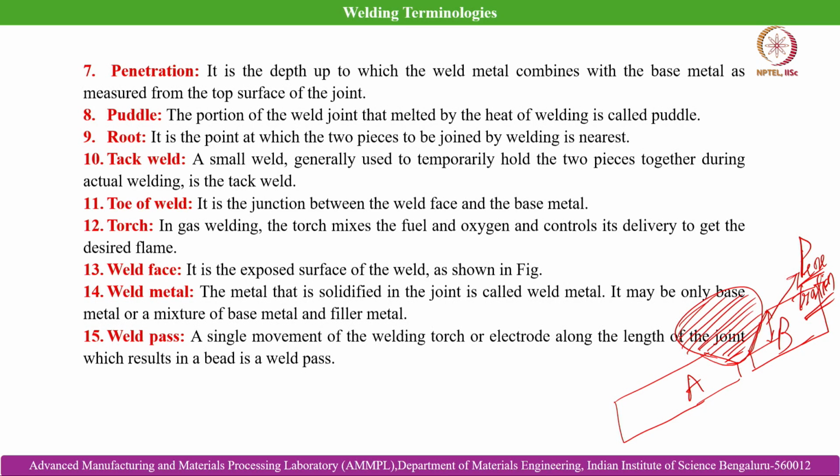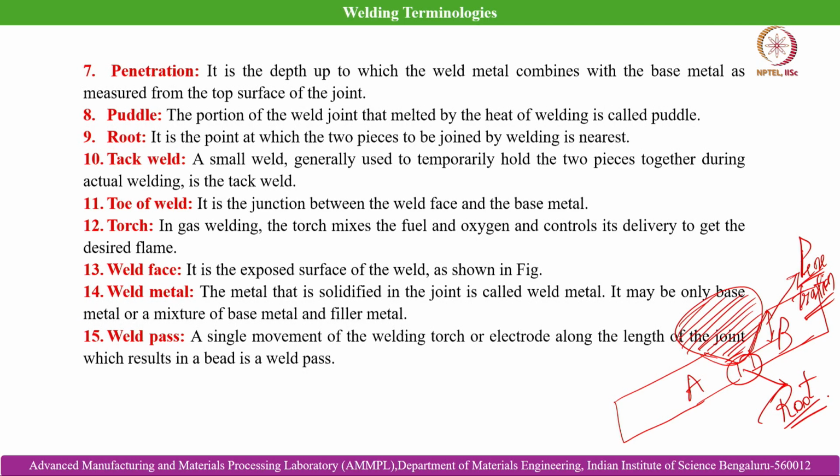And then puddle: the portion of the weld joint that is melted by the heat of welding is called the puddle. And root is the point at which the two pieces to be joined are nearest. So, this is the root section of the weld joint.